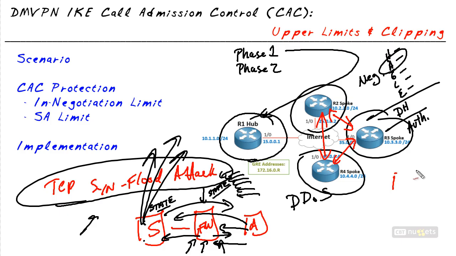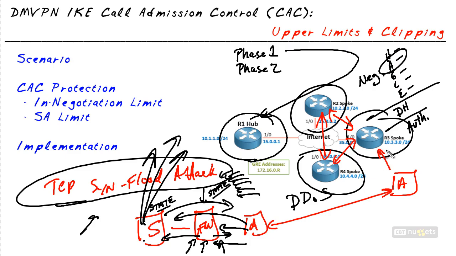Now what if the attacker, I'll go ahead and put the attacker right here, these guys are friends. What if the attacker says, hey Mr. R3, I'd like to go ahead and start an IKE phase 1 tunnel with you. So they go through the negotiations, they go through Diffie-Hellman, they go through authentication, and maybe the attacker doesn't have the pre-shared key, but guess what? We have just consumed a whole boatload of resources here on R3.